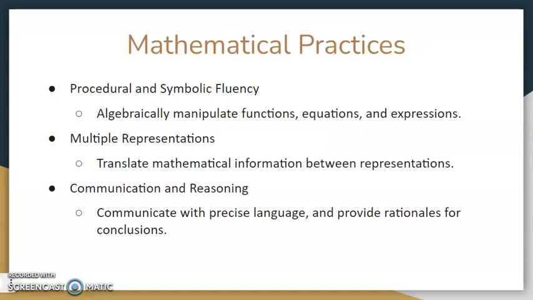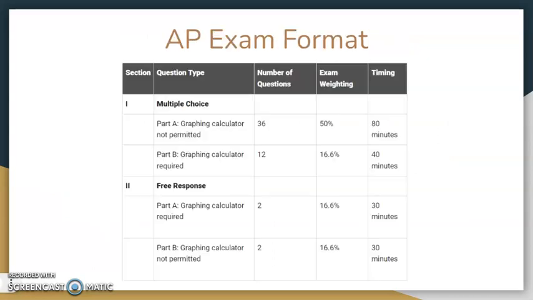Mathematical practices that will be covered in the course and will set the students up for success in AP Calculus are procedural and symbolic fluency, and that means we'll be algebraically manipulating functions, equations, and expressions. Multiple representations of functions: we will be translating between graphical, numerical, meaning in a table, and algebraic representations. Communicating and reasoning, and this is a big one for the AP College Board. Students will be expected to justify all their work and even write an explanation of their answer within context of a real-world situation.